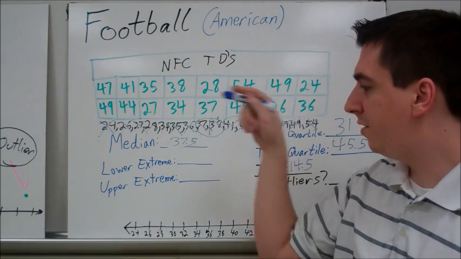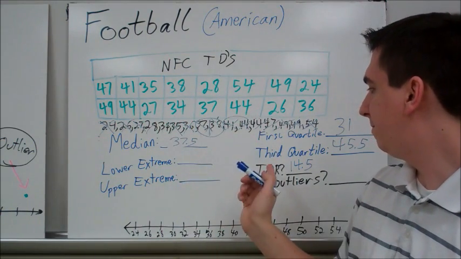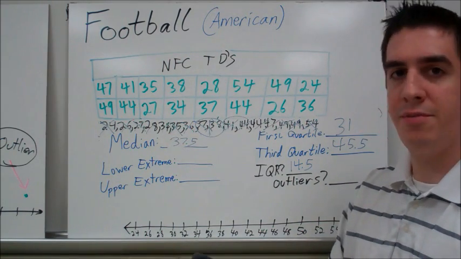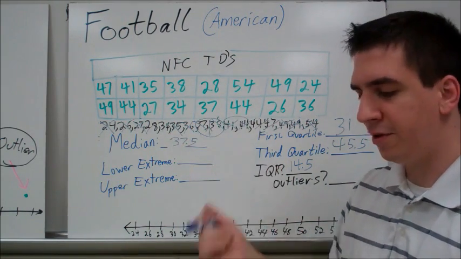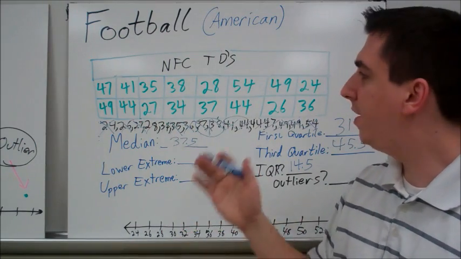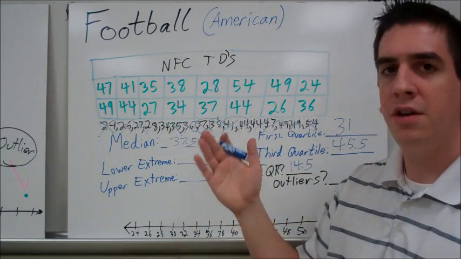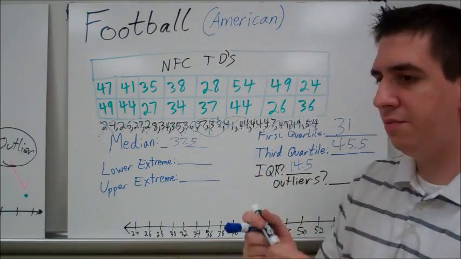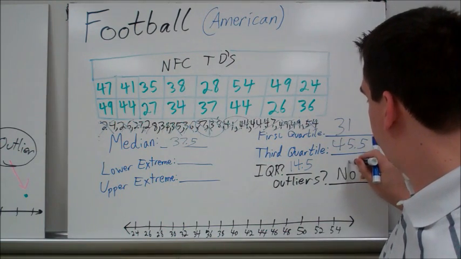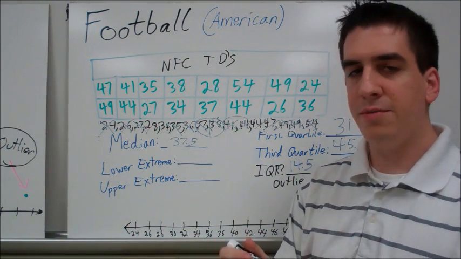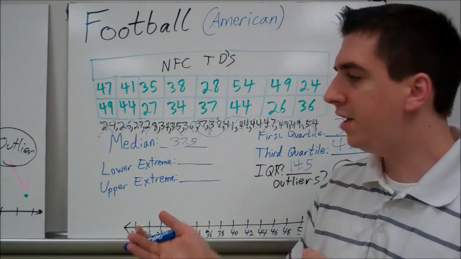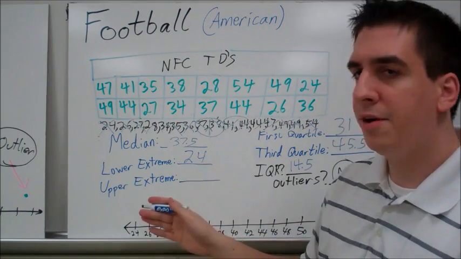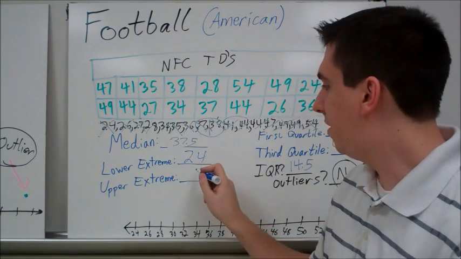Let's see if we have any outliers going down, going to the lower extremes. So we'll take our first quartile, 31, subtract 14.5. It's okay to use a calculator because, again, we're showing our work. 16 and a half. Do we have 16 and a half touchdowns or less? No, we don't. So we won't have any outliers in this data, which is really nice to work with. Now our lower extreme and our upper extreme, we can just say our lowest and highest numbers. Lower extreme is 24. Our upper extreme is our highest number, which is 54.